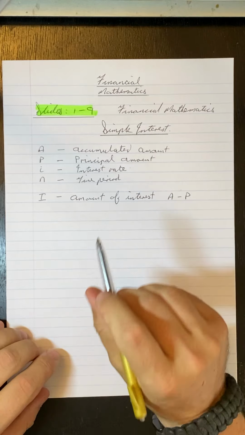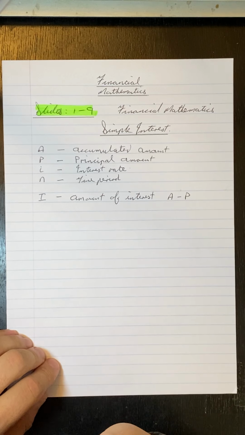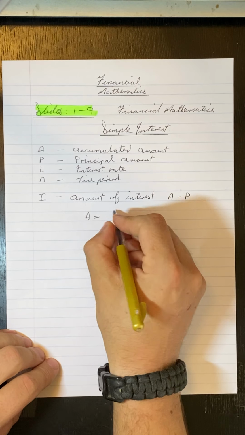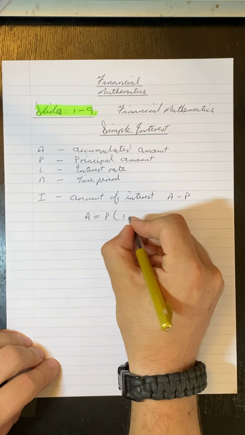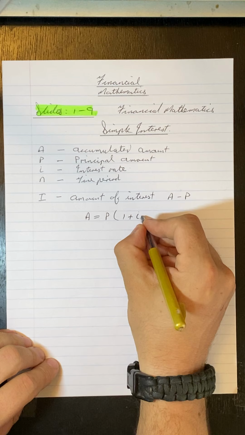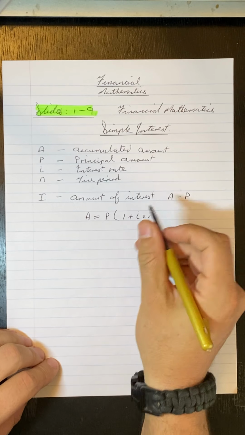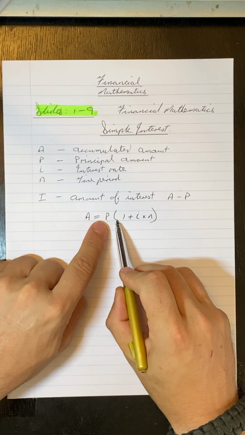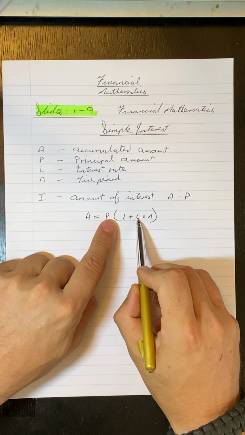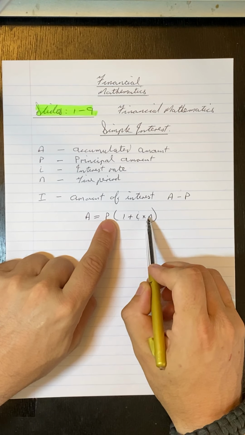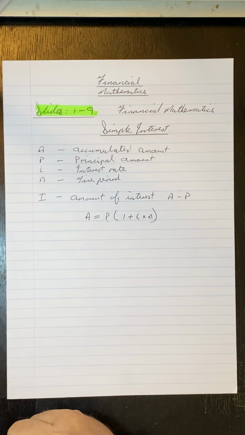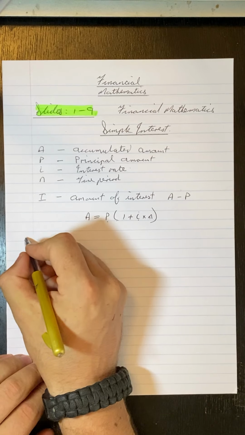Okay, now we are dealing with simple interest. So the formula for simple interest is A is equal to P(1 plus i times n). Your accumulated amount is equal to your principal amount multiplied by 1 plus your interest times your time period. Okay. So we are with example 1.